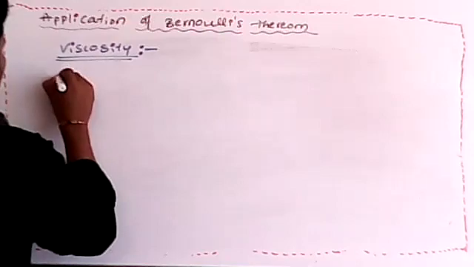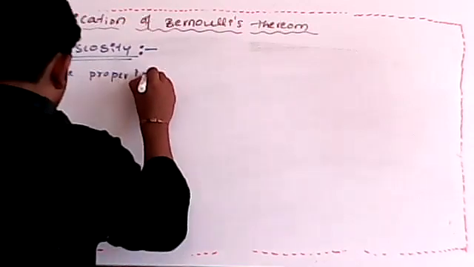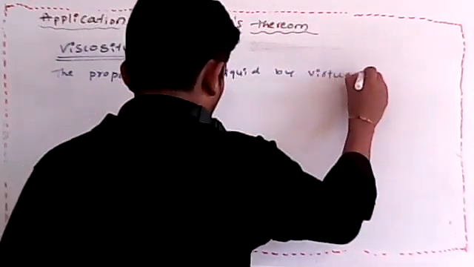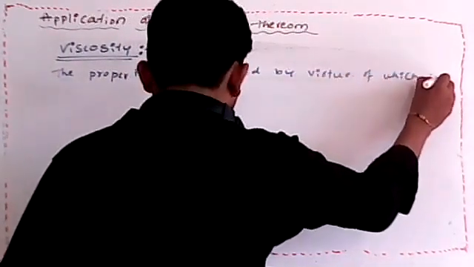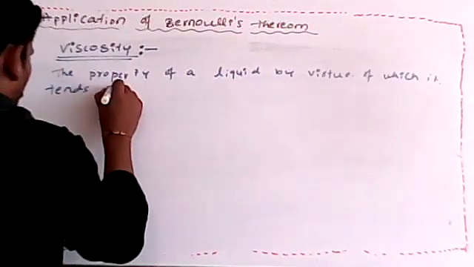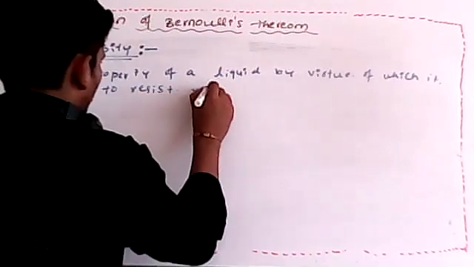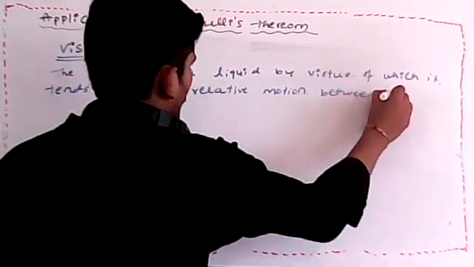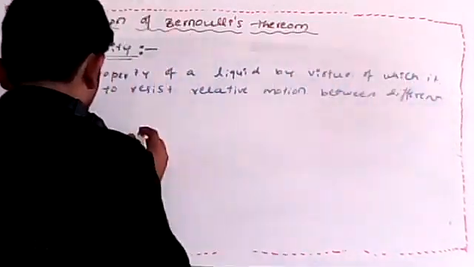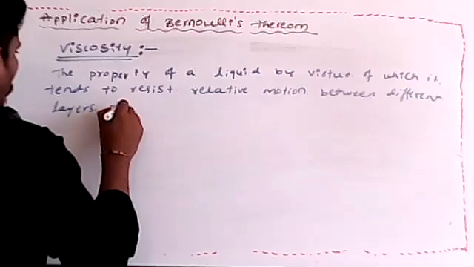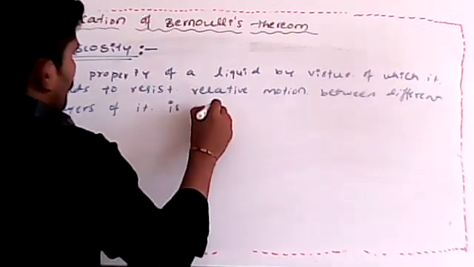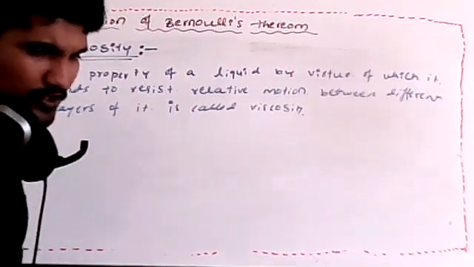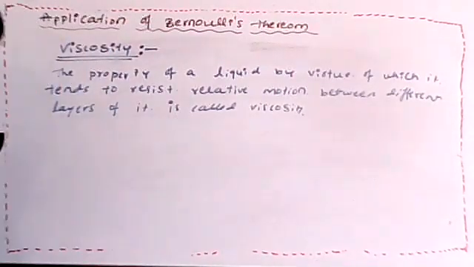Remember, students, that is called viscosity. Let me write that: the property of a liquid by virtue of which it tends to resist relative motion between different layers of it is called viscosity.